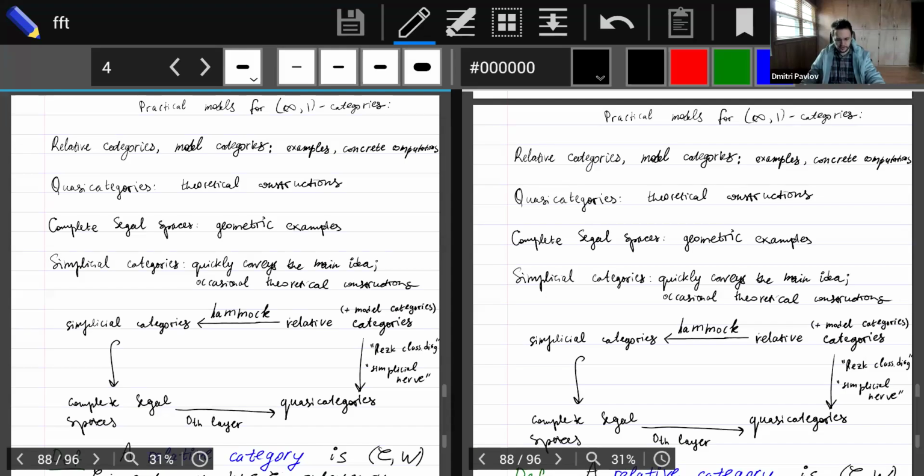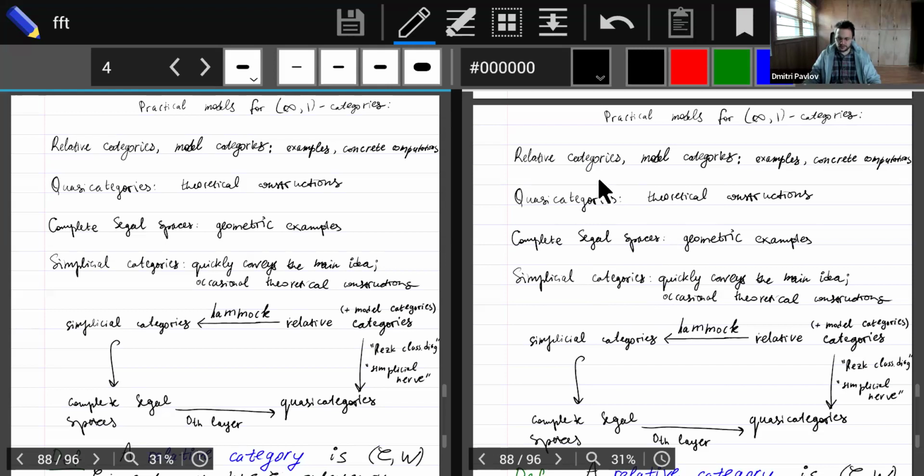Yeah, so today I wanted to talk about a very brief crash course in models for infinity-one categories, and how model categories specifically fit into the picture. Without further ado, let me list perhaps the four most important models, which you can see in this list. These will be relative categories, quasi-categories, complete Segal spaces, and simplicial categories. And I wrote some possible uses for these definitions.